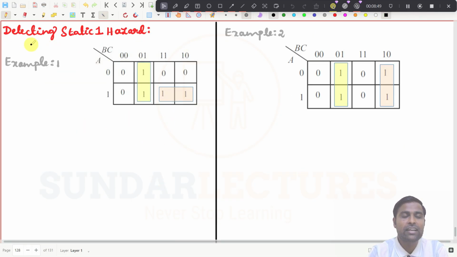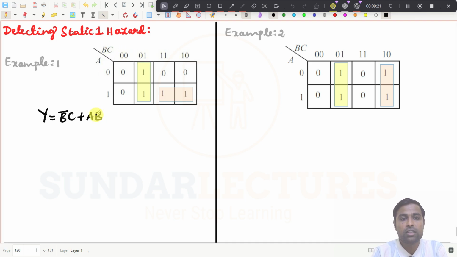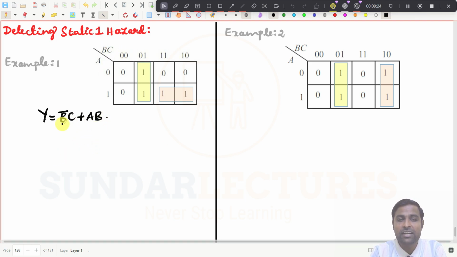Now how to detect the static 1 hazard? It is very simple to detect the static 1 hazard by using the Karnaugh map, right? While deriving the expression from the Karnaugh map itself, we can find the static 1 hazard. So now what is the output expression of this one? I will just write it down. Y is equal to B bar C plus, since it is SOP, this one will be A, and then what is the common term in these two? It is B.